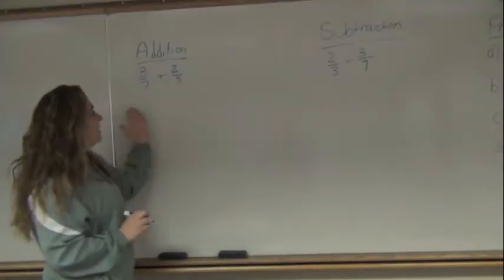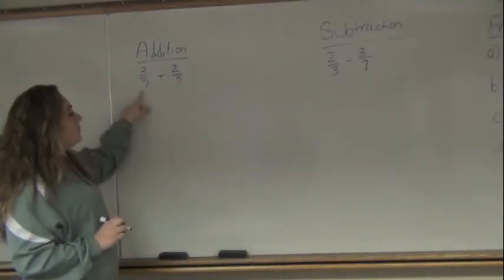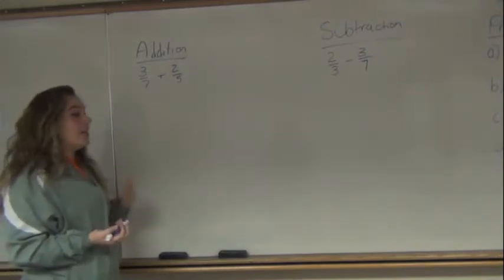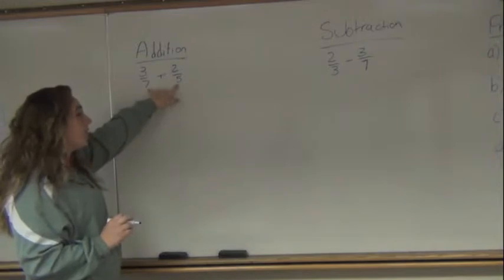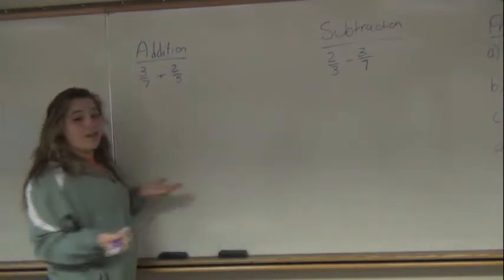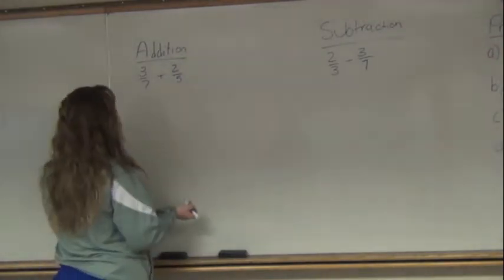To start for addition, it's very hard to do because you don't have the same denominator here. So we have to find the greatest common factor. The easiest way to do that is just multiply the two numbers of your denominator together. So 7 times 5 equals 35.